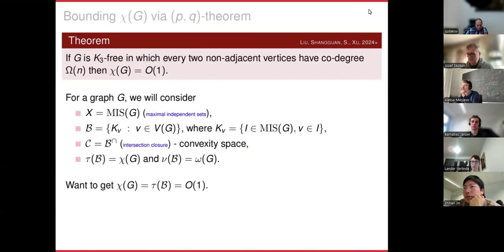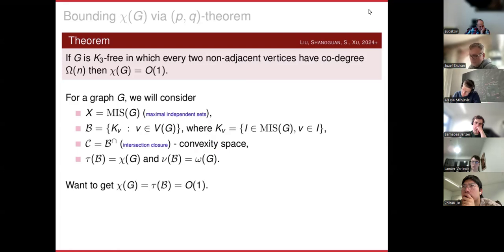All right. So what did we do here? Given our graph, our set X will be the set of maximal independent sets in graph G. And we consider the hypergraph beta whose edges are indexed by the vertices in our graph G. The edge corresponding to vertex V will consist of all independent sets containing vertex V. We will also need a convexity space C, which will be the intersection closure of beta. So we take all possible intersections of sets in beta.